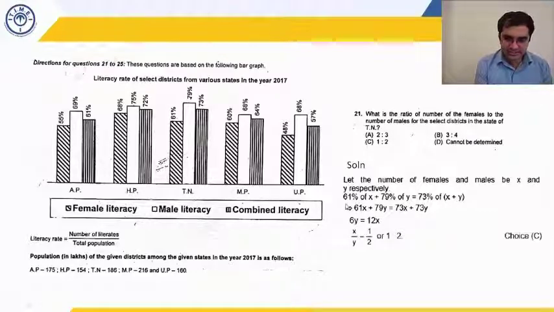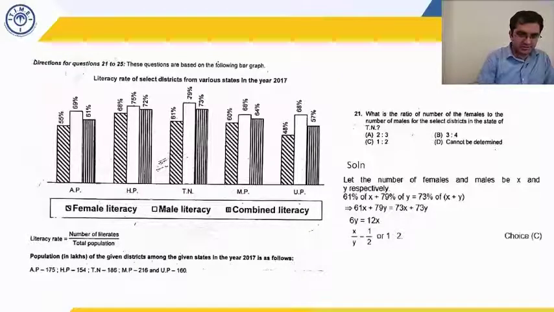Okay, so I'll just repeat this. Number of literate females plus number of literate males is equal to total literate population. That's 73% of X plus Y. Solve to get X by Y equal to 1:2. Let's continue to the next question.